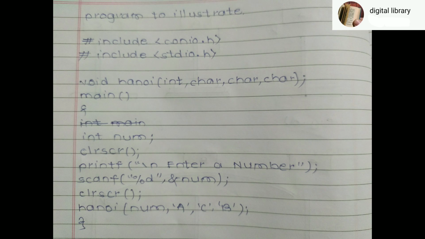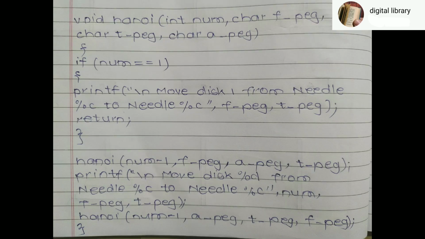Now scanf("%d", &num). So here we are taking input data. Again clrscr. Then hanoi(num, 'A', 'C', 'B'). So we will go to the hanoi function. void hanoi(int num, char f_peg, char t_peg, char a_peg). So this is the hanoi function.